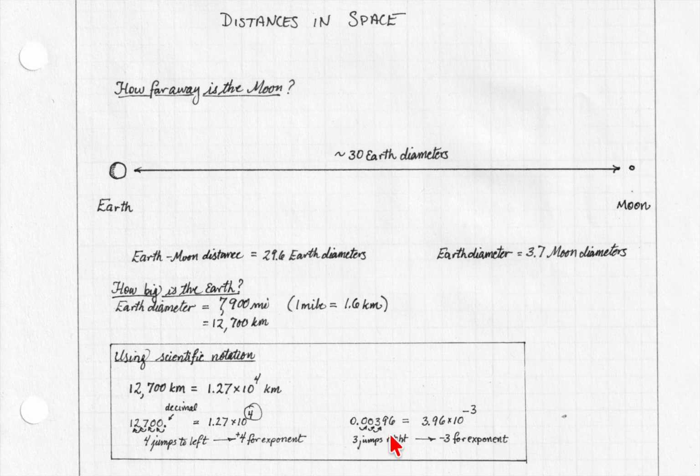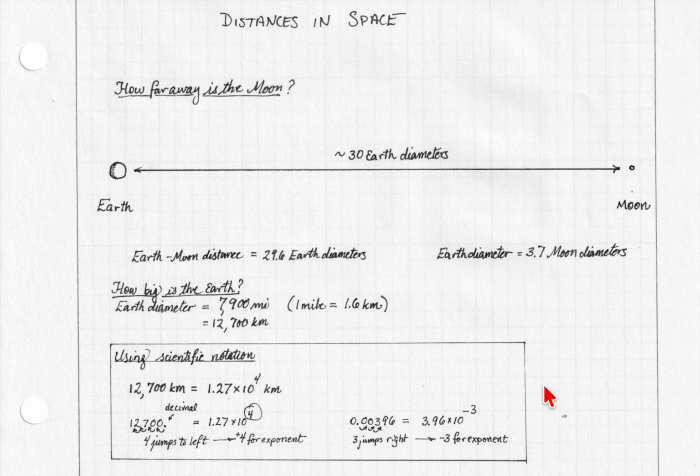On the other hand, what if we had a number like this, 0.00396, and we wanted to write it in scientific notation? Well, once again, we ignore the leading zeros, just like we do the trailing zeros at the other end of the number. So we're going to make 3 jumps to the right. 1, 2, 3. And we put the decimal point right there. And we get 3.96 times 10 to what power? Well, if we're jumping to the right, those are negative numbers for the exponent. So times 10 to the minus 3rd power.